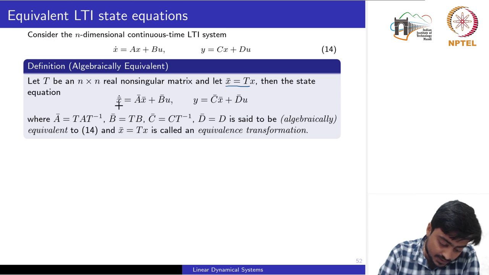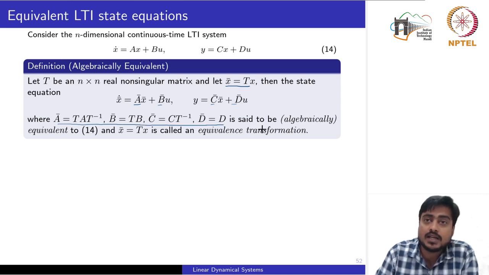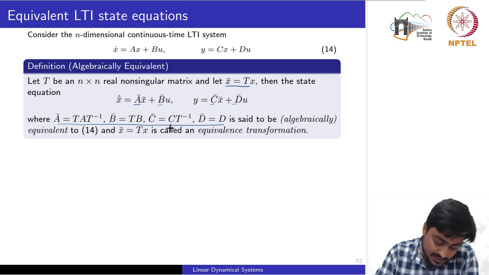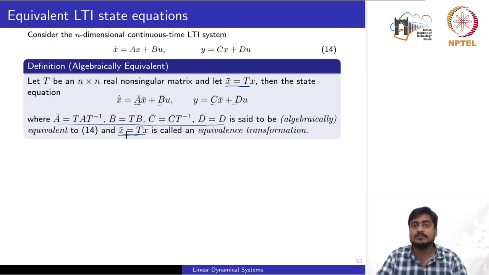Then the state equation is defined by another state space representation A bar, B bar, C bar, D bar, where all these A bar, B bar, C bar, D bar satisfy these relations. Then we say that these two representations are algebraically equivalent, and the equation X bar is equal to Tx is defined as the equivalence transformation.